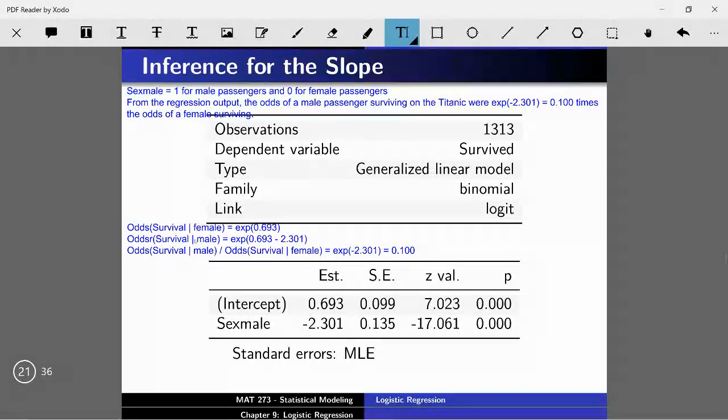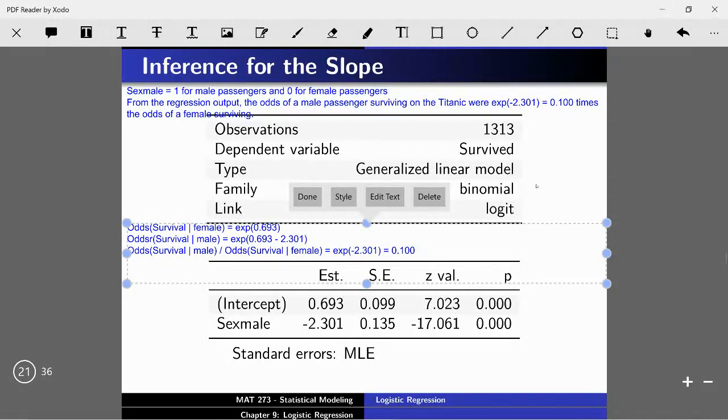We get the odds of survival given female, odds of survival given male, and then if you take the ratio of those two, it simplifies down to just the exponentiated coefficient estimate. And that works out because this sex male predictor is binary. It has two levels, so it is not a coincidence that it ends up being the exponentiated coefficient. That's how that works out for binary predictors like that.